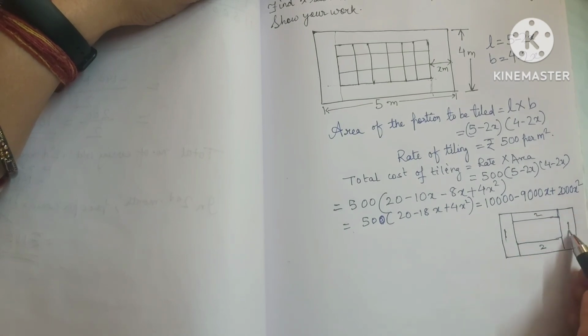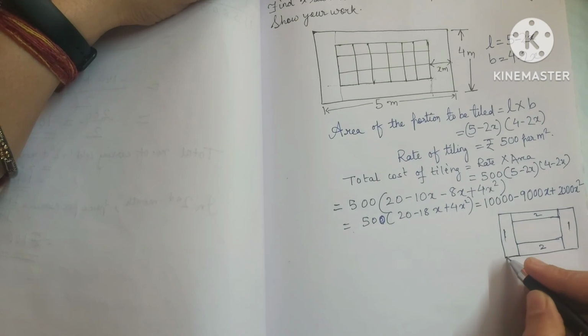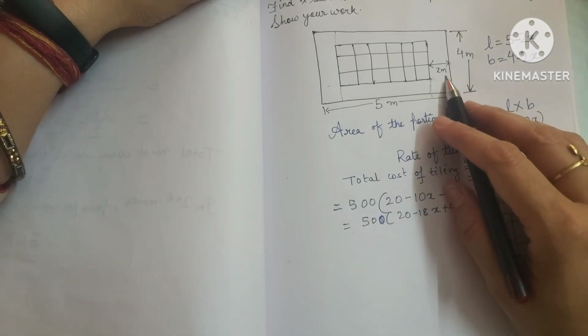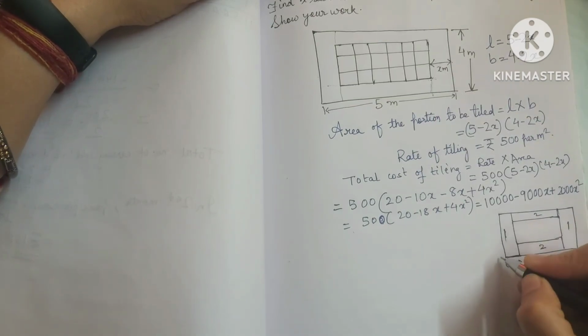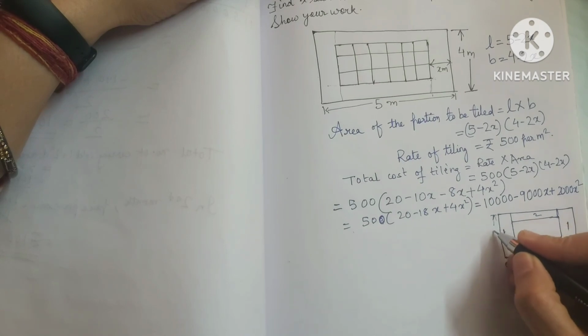Now what will be the area for this? Let's first understand the length and breadth. This is x, it's already given in the question, x. So this value is x from here to here. What is this length given in the question? 4 meter.